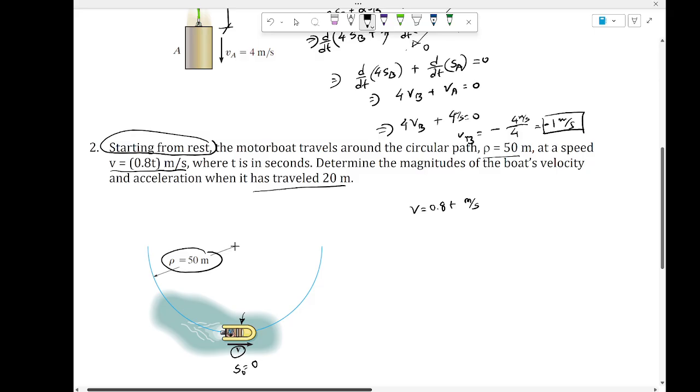You can say it doesn't really matter where it starts. It may start from here, right? Even though there is no water showing, assume there is water here everywhere. So it doesn't really matter. Assume the boat starts from there. When it starts, it does have a velocity though. The velocity is v equal to 0.8t.